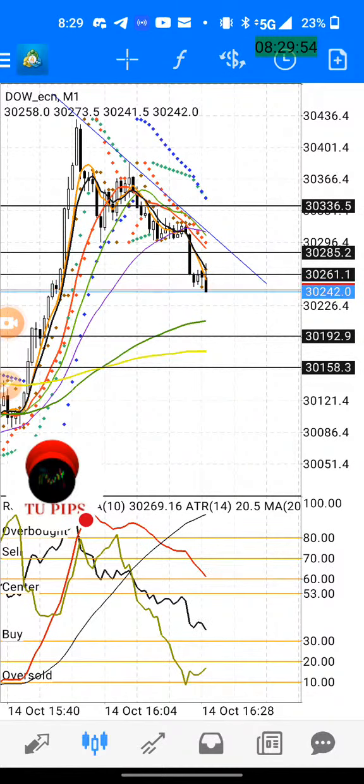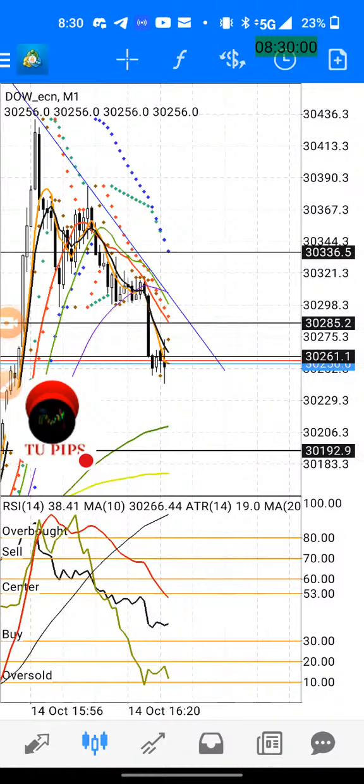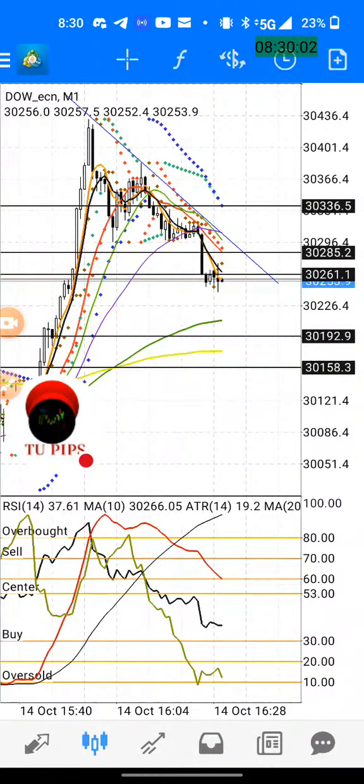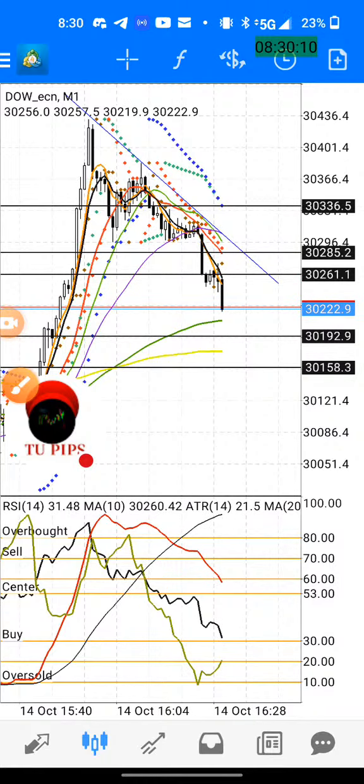But right now, all I have down there is my RSI 14, 10 MA, an ATR set to 14, and I think it's another. Oh yeah, my 200 MA. So everything right now is sitting below my 20.